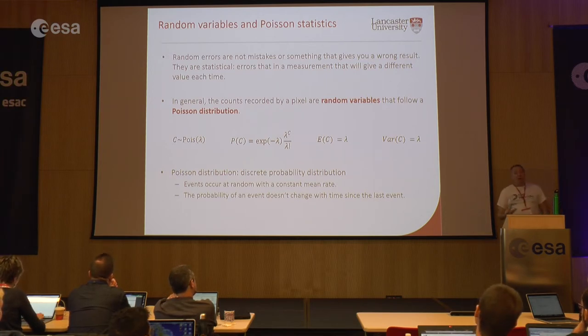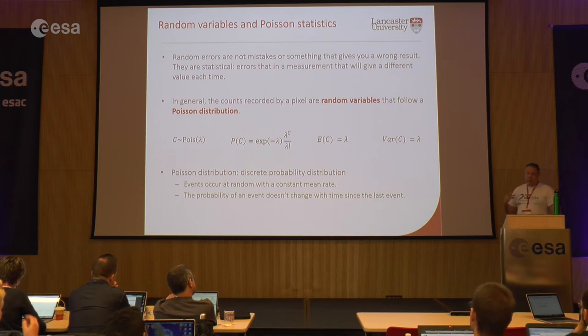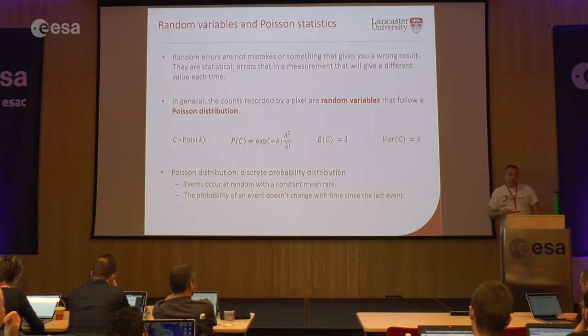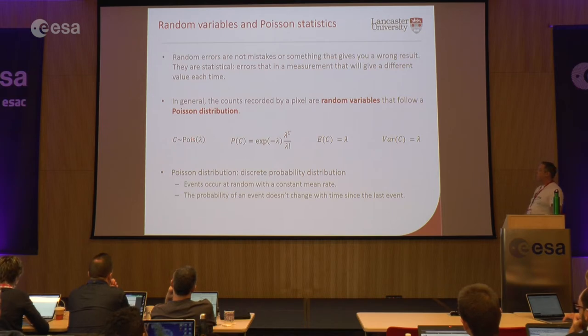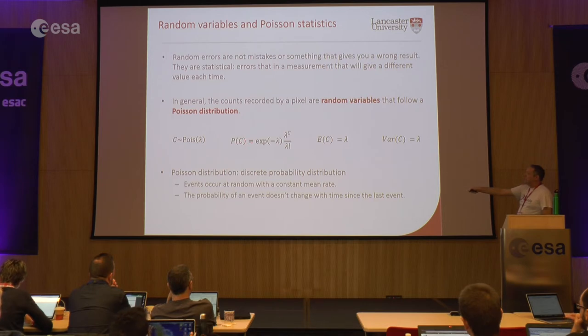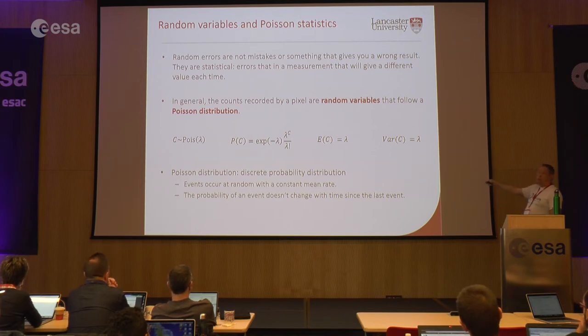Because we're talking about counting detectors, the counts recorded by a given pixel for a given accumulation are random variables that follow a Poisson distribution. That's typically the way that we would model them. So your counts are modeled by a Poisson distribution with a mean count rate of lambda. And this is the probability distribution for getting a particular count C. The mean and the variance of that distribution are simply lambda and lambda. So obviously the standard deviation is the square root of the count rate.